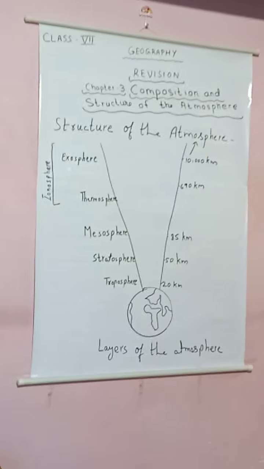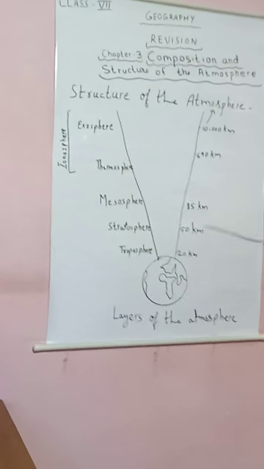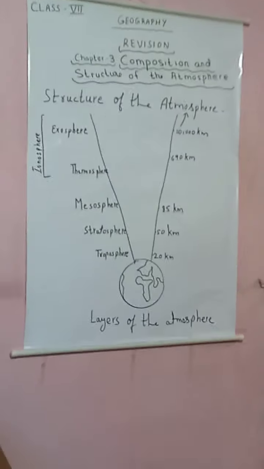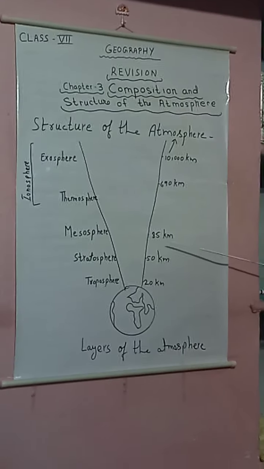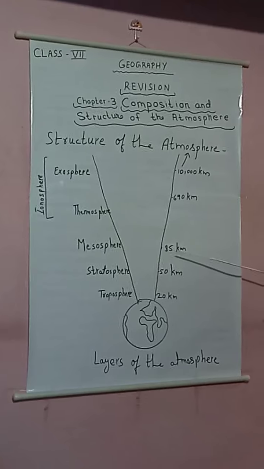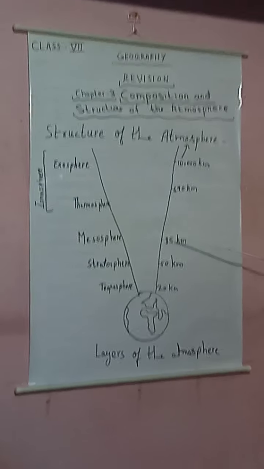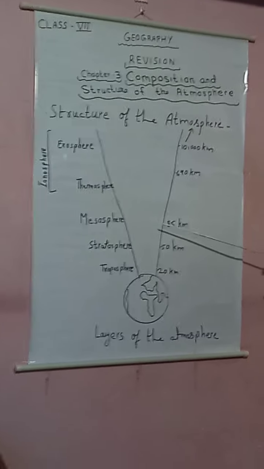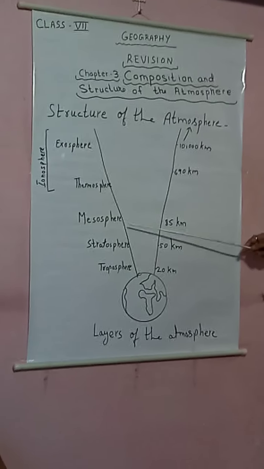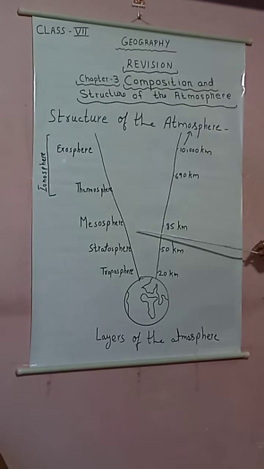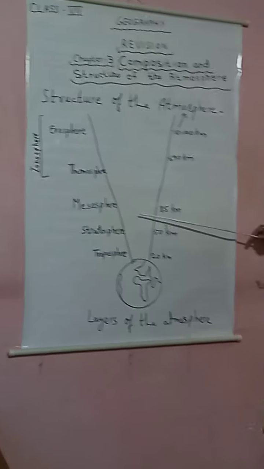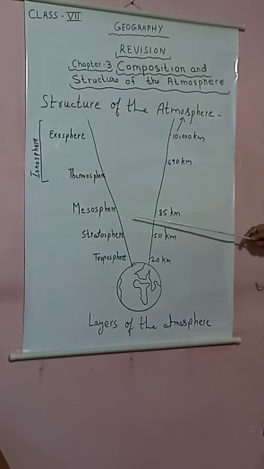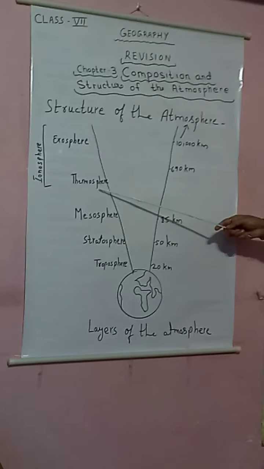The next layer is the mesosphere. This layer extends from the top of the stratosphere up to a height of 80 km above the Earth. Here the temperature decreases with height till it reaches -100 degrees centigrade at the end of the mesosphere. The temperature decreases because the air is much thinner here and there is little ozone, which helps in heating the stratosphere.